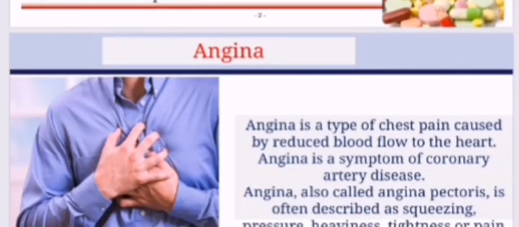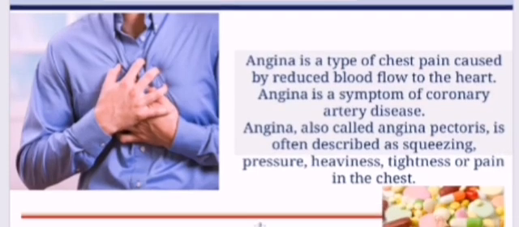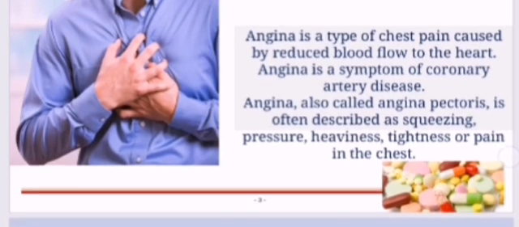Angina. What is angina? Angina is a type of chest pain caused by reduced blood flow to the heart. Angina is a symptom of coronary artery disease. Angina pain is felt when the coronary arteries are blocked or blood flow to them becomes slow. So the chest pain that occurs is known as angina pain.